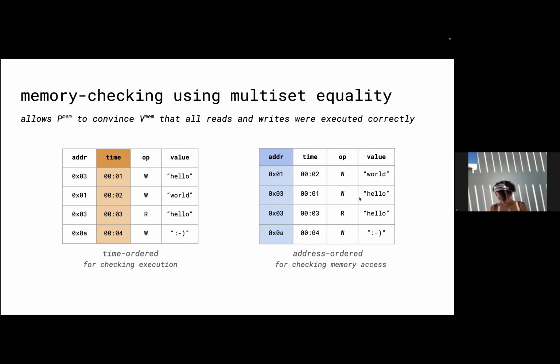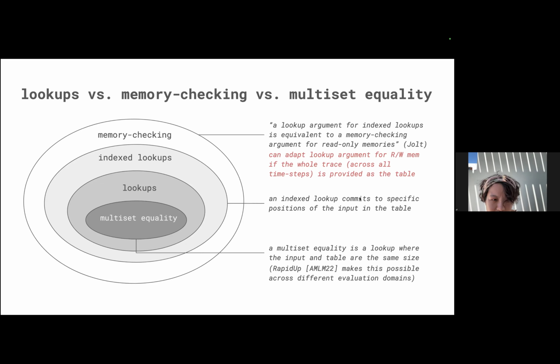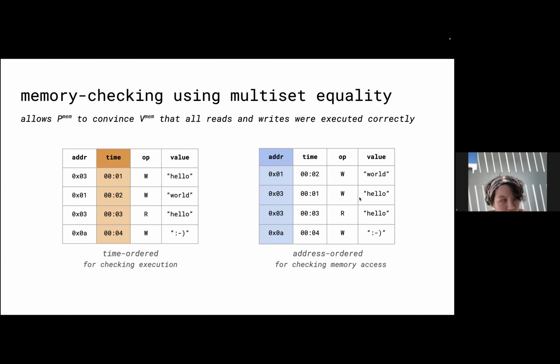So, I mentioned previously that if we provide all reads and writes across all time steps in the memory trace, then we can use a simple lookup argument for memory checking. And this is what is done in many ZK EVM designs right now.